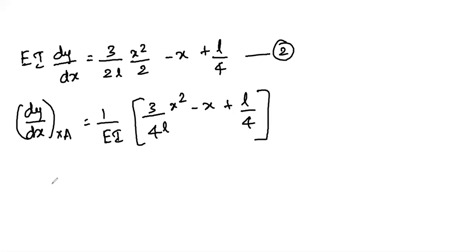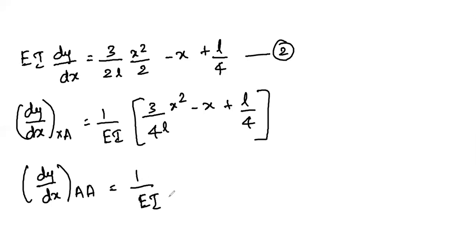Next, what I am going to do is find the value of the slope at the point A. Okay, because to find the influence line ordinate for the moment, I should know the value of theta xa and theta aa. Now I have found the value of theta xa. Next, I am going to find the value of theta aa, that is dy by dx at the point A due to the unit load applied at the point A.